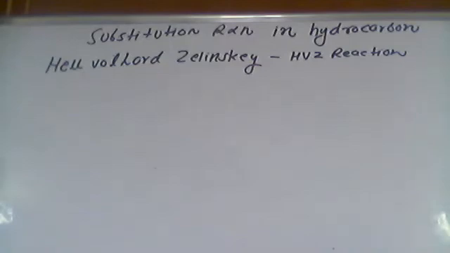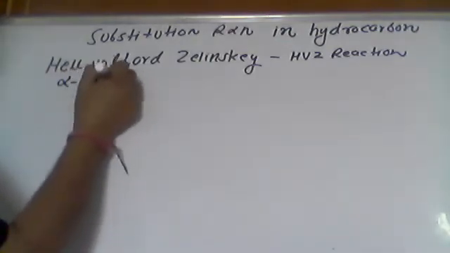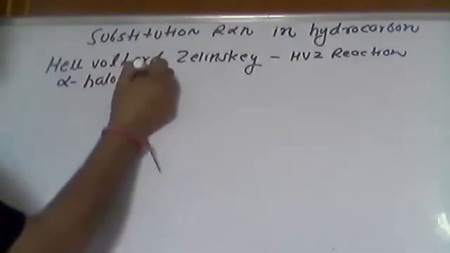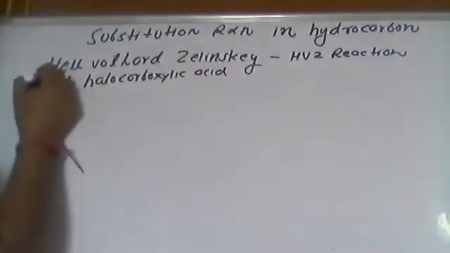What is this Hell-Volhard-Zelinsky reaction? A COOH group which contains an alpha hydrogen, on treatment with chlorine or bromine in the presence of a small amount of red phosphorus, gives alpha halo carboxylic acids.